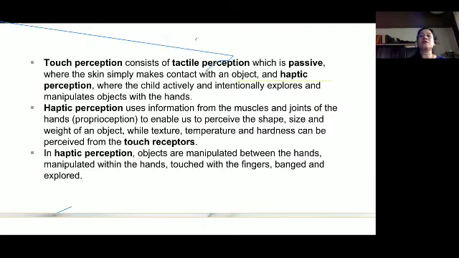Touch perception, who is doing all this? What's happening? Is someone trying to make some diagrams on the presentations? Please avoid.